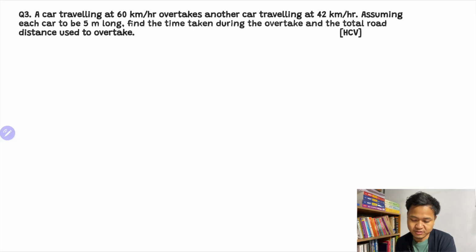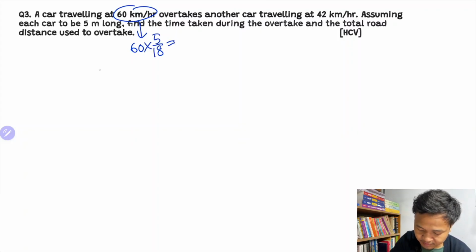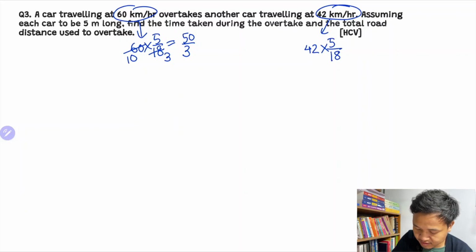So one more question. This question is from H.C. Verma. A car traveling 60 km per hour overtakes another car traveling 42 km per hour. 60 km per hour, so 60 into 5 by 18. This is 50 by 3. Here you have 42 into 5 by 18. 6 7s are 42, 6 3s are 18, so 35 by 3. This is meter per second and this is meter per second.